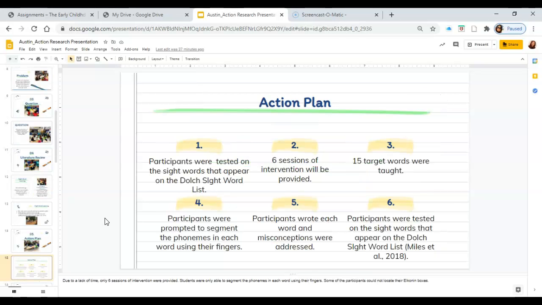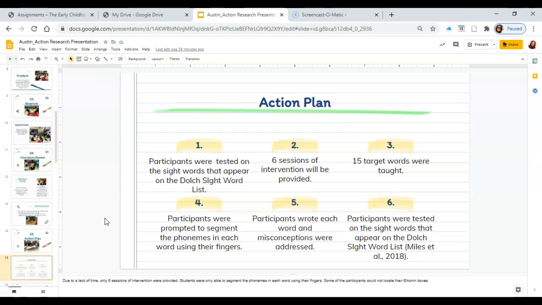All right, my action plan. So before my participants could even start the study, I needed to be sure that they could identify most of the letters of the alphabet, uppercase and lowercase, and that they could identify the sounds that those letters make. So all of my participants can at least identify 50 or more of the 52 letters, and they know at least 20 of the 26 sounds.